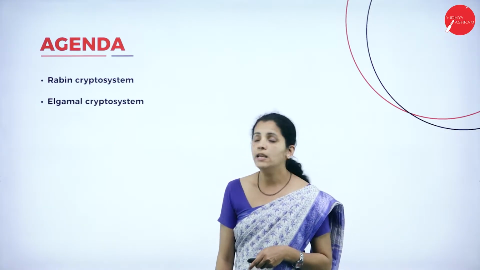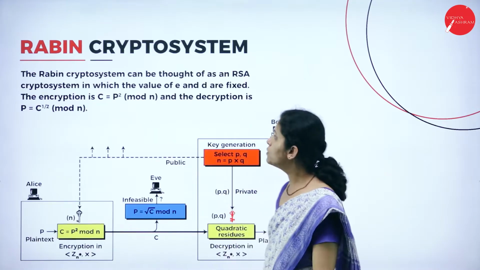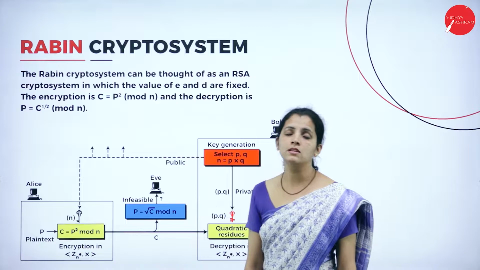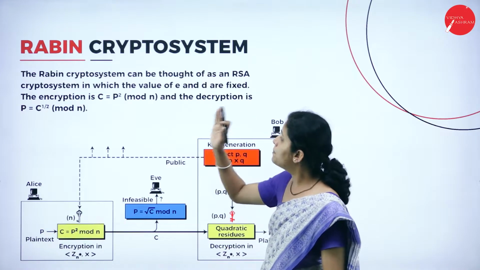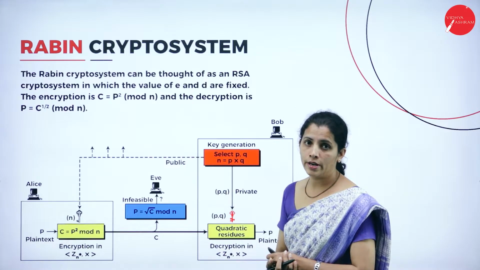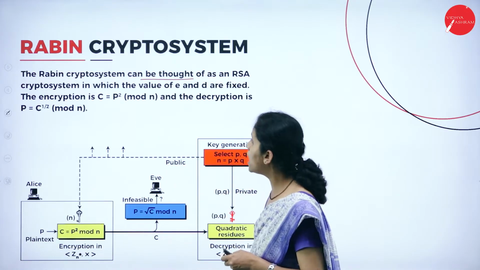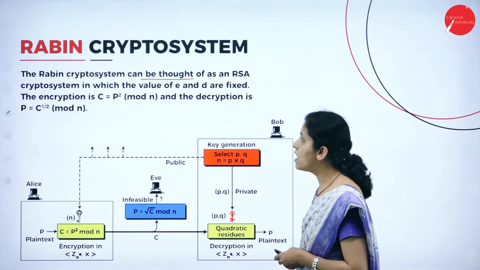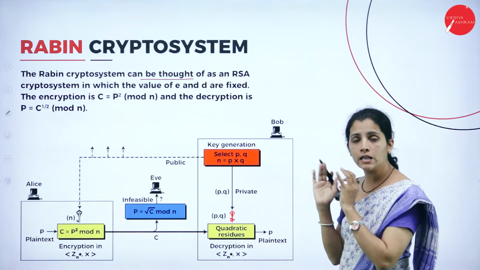Now, directly I'm going to begin with today's topic, RABIN crypto system. So what is this RABIN crypto system? If I consider RSA crypto system, it is mainly based on modular exponent. But this RABIN crypto system is mainly based on quadratic exponent. So here the RABIN crypto system can be thought of as an RSA crypto system in which the values of E and D are fixed.